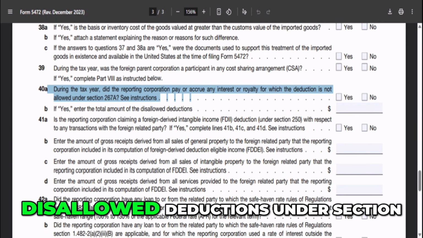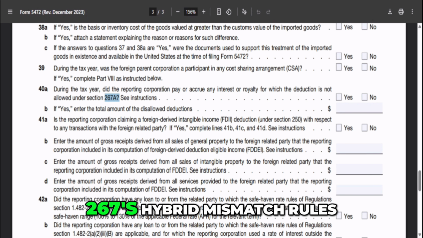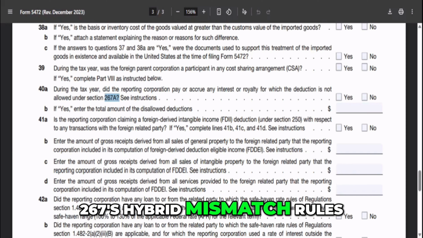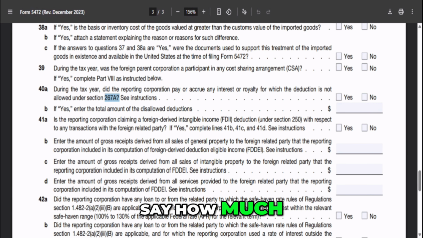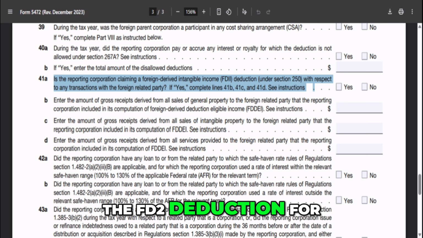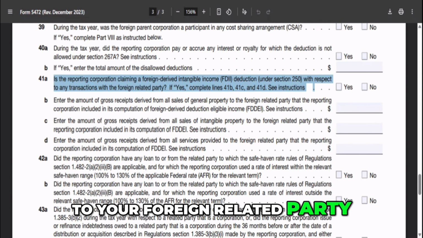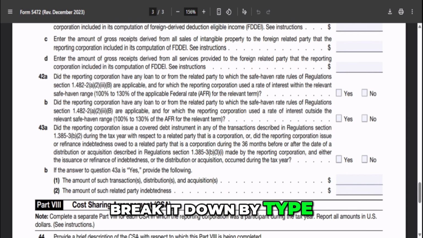40. Did you have disallowed deductions under Section 267's hybrid mismatch rules? Say how much. 41. Did you claim the FDII deduction for sales and services to your foreign related party? Break it down by type.